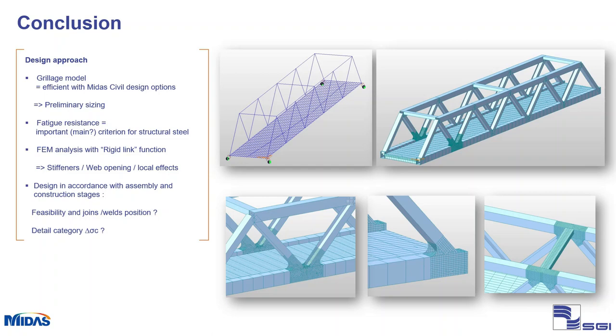It's time now to conclude this presentation. The webinar goal was to develop a method that permits to design a bridge with several structural types using Midas Civil program. An efficient method is to create a bridge model with beam elements. In particular, for preliminary sizing, beam sections are easy to adapt. This element type is also compatible with Midas Civil tools that are steel design and composite design as per Eurocodes. For a further analysis of structural steel, finite element analysis is required, and we observed the benefits of rigid links in order to include a local plate model in a large-scale structure.